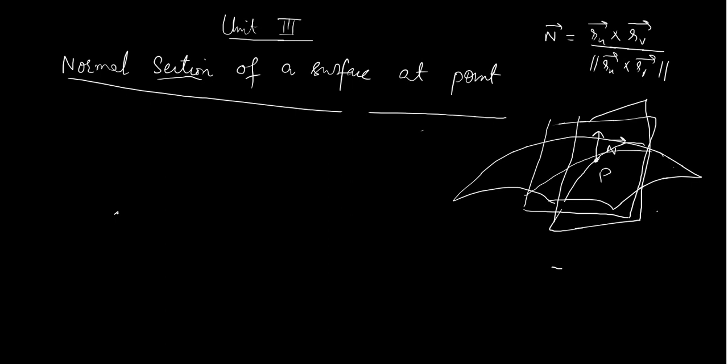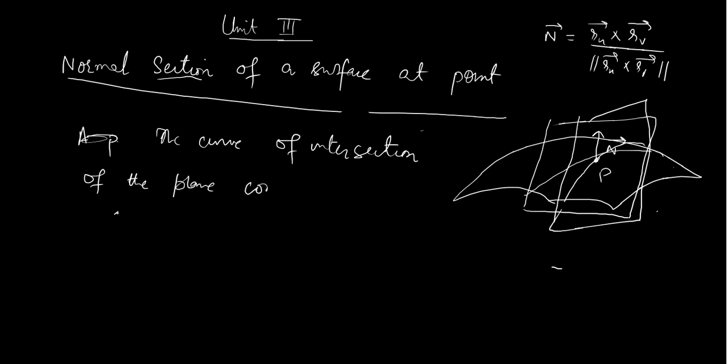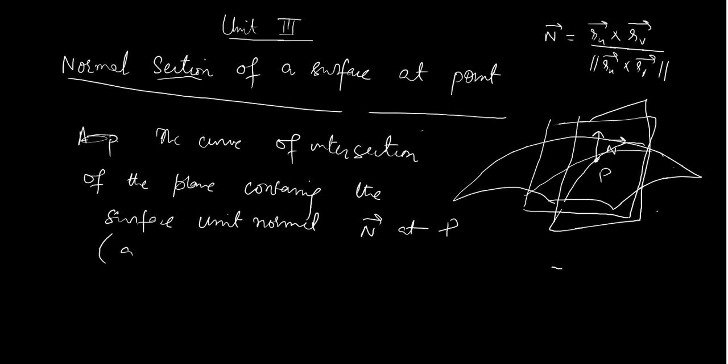Okay, let me write down the definition. The curve of intersection of the plane containing the surface unit normal n at P, where P is a point on the surface, and the surface.